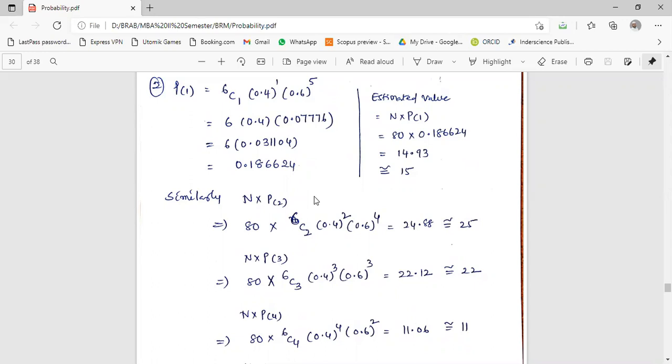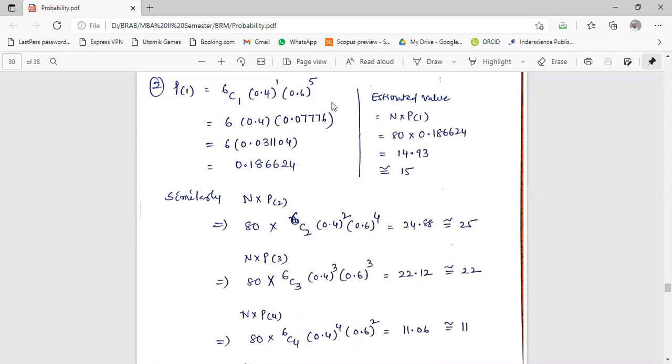Next, Mr. Rakesh, can you explain how you do P of 3? Sir, P of 3 is nothing but 80 into C factorial 3. No, that I have written, but how do you write it in this way? Please give that description. So P of 3 is equal to how?